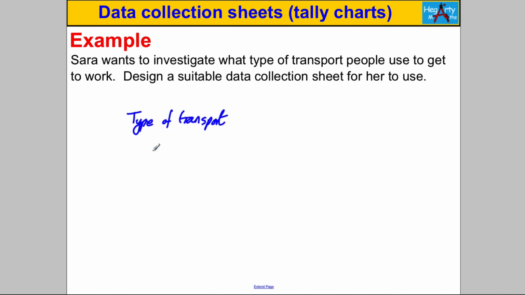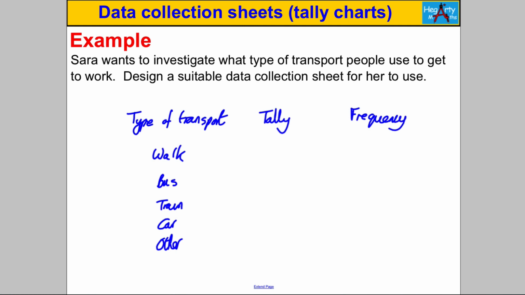So let's just say the options are maybe walk, bus, train, car, and let's just put other as well. Let's put other as an option just in case there are other ways of doing it, like a tram or bicycle or something like that. Then obviously your next column is always your tally and your last column is your frequency.